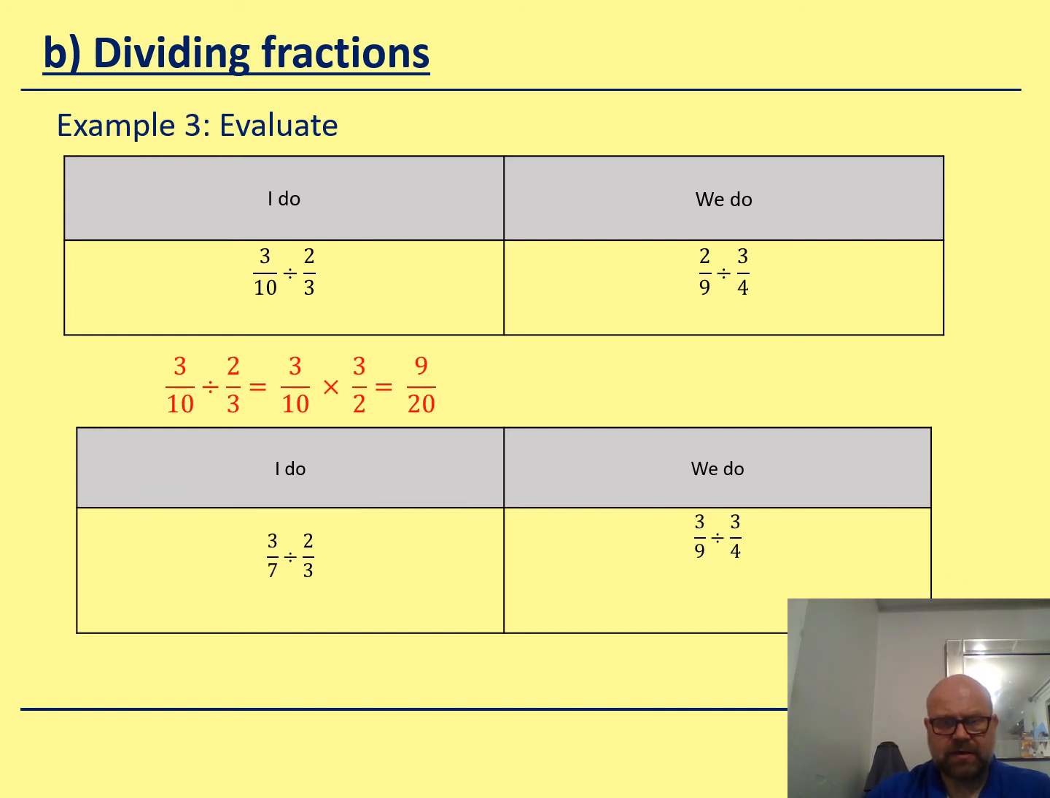Again, this one here, I'm going to keep the first, 3/7. I'm going to flip the second, so the 3 goes to the top, 2 goes to the bottom, and I'm going to multiply. So 3/7 divided by 2/3 equals 3 times 3 is 9, 7 times 2 is 14, 9/14. Okay, pause the video and you do the next two questions. Okay, so you should have got 8/27 and 4/9.